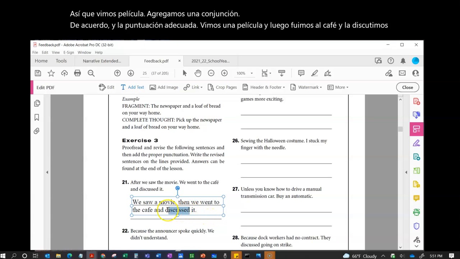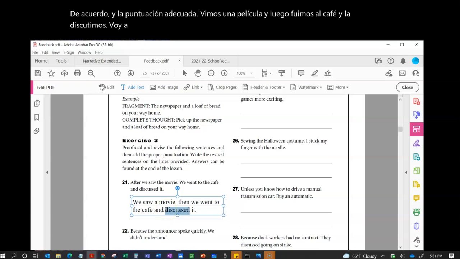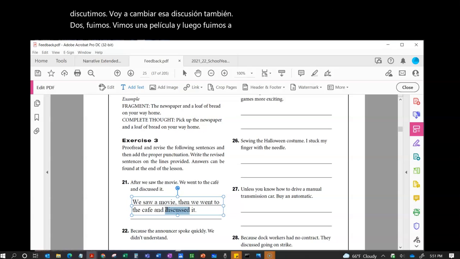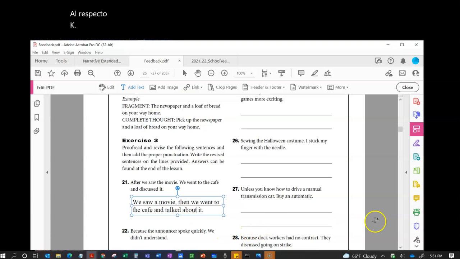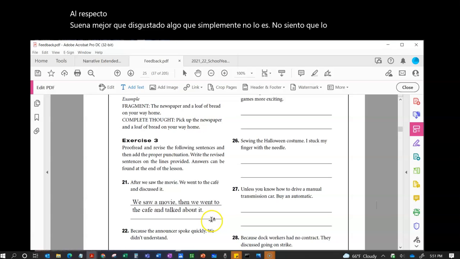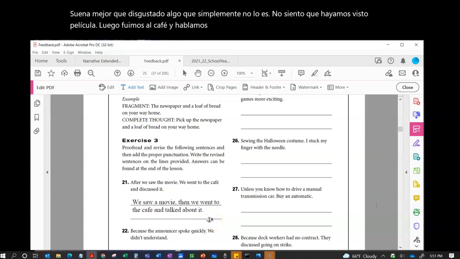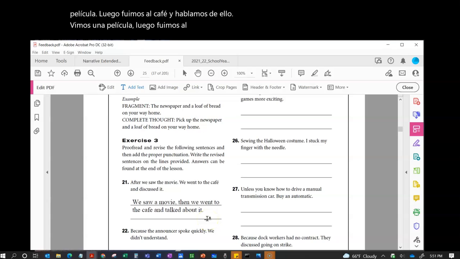I'm going to change that discuss to: we saw a movie, then we went to a cafe and talked about it. Okay. Sounds better than discussed it. Something that's just not, I'm not feeling that. We saw a movie, then we went to the cafe and talked about it. Okay. So it should flow off of your tongue and you should not have any problems with it.